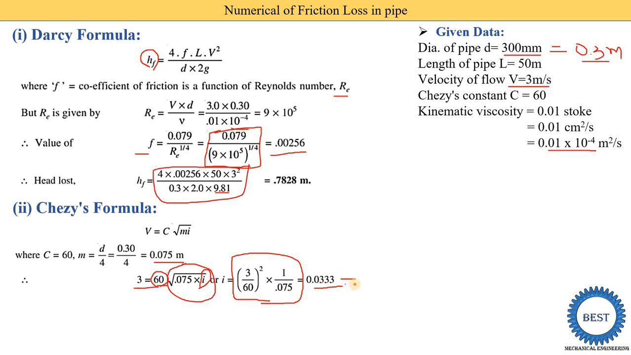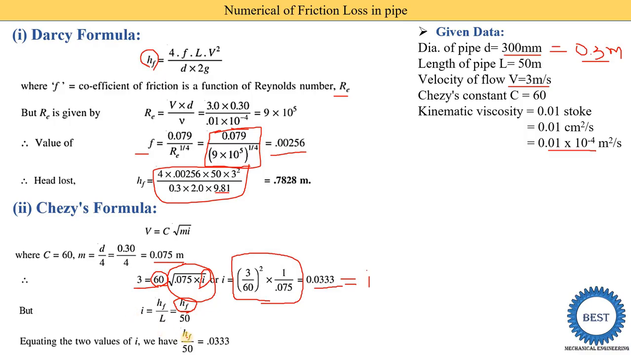Now what is the equation of i? The equation of i is equal to the head loss due to friction, hf, divided by L. Now we have the value of i and we have the value of L, so we are able to find out hf. Okay, so hf is equal to i into L.